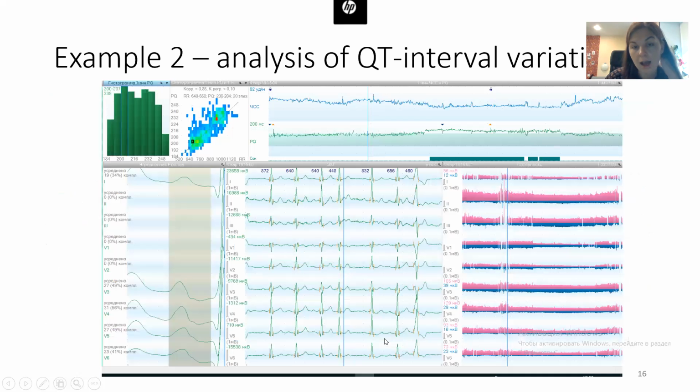Okay, and the second example is a page from our program for Holter records analysis. This is the page where the doctor analyzes the PQ value. This is the segment before the QRS complex.